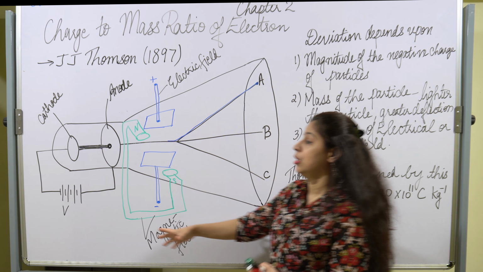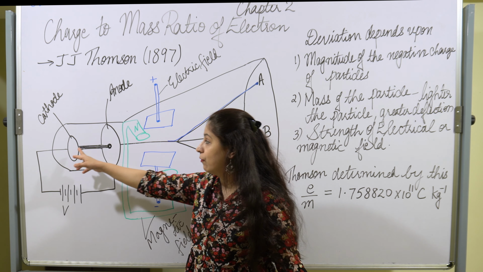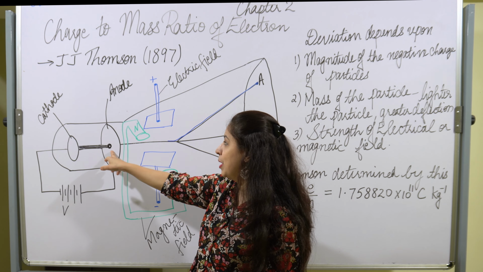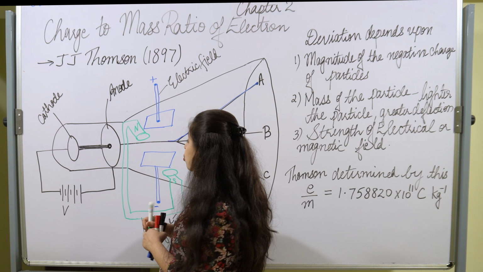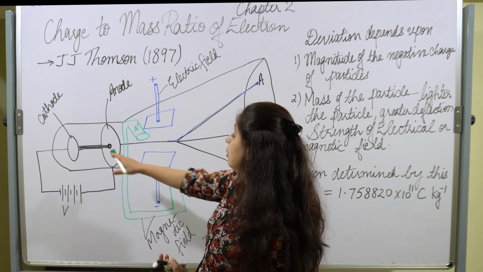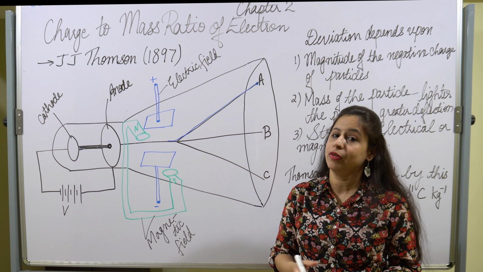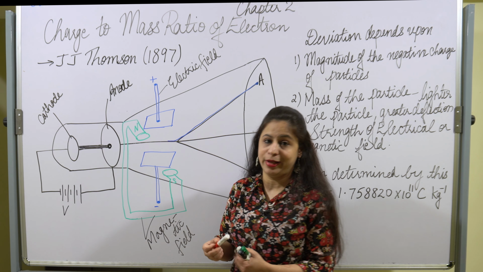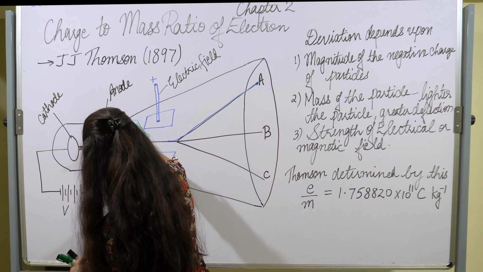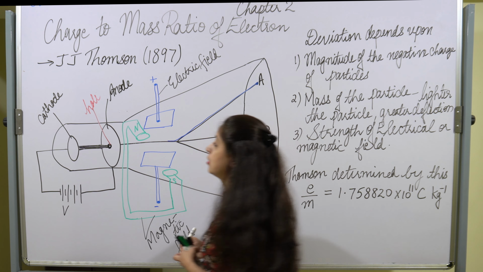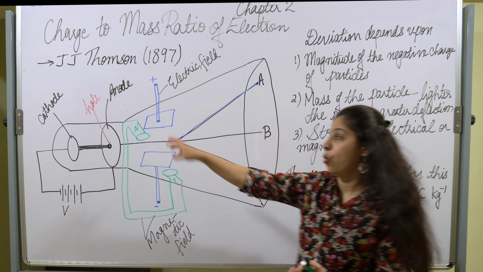So the particles were coming from the battery, from the cathode to the anode, and through the hole which was made in the anode. If the particles were very much lighter, they were deflected more. They were very much deflected. Okay. So this is the hole. I must write over here, this is the hole, otherwise it can confuse what it is. Okay. So it is the hole.